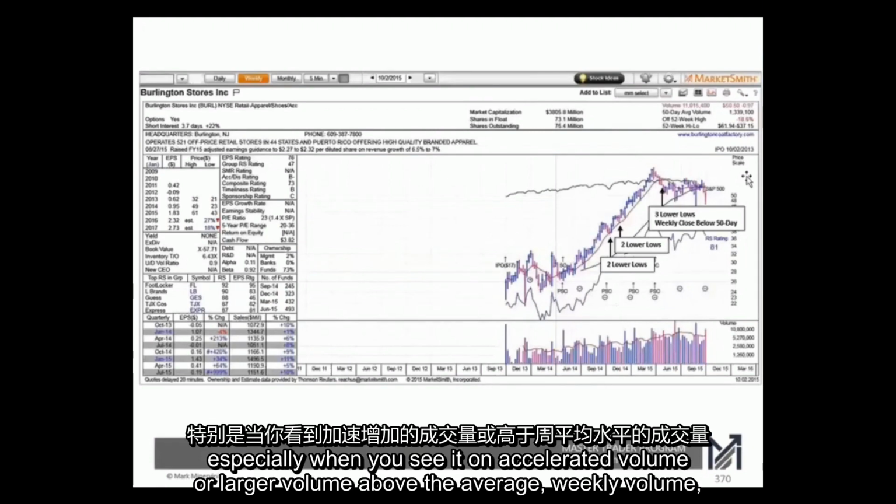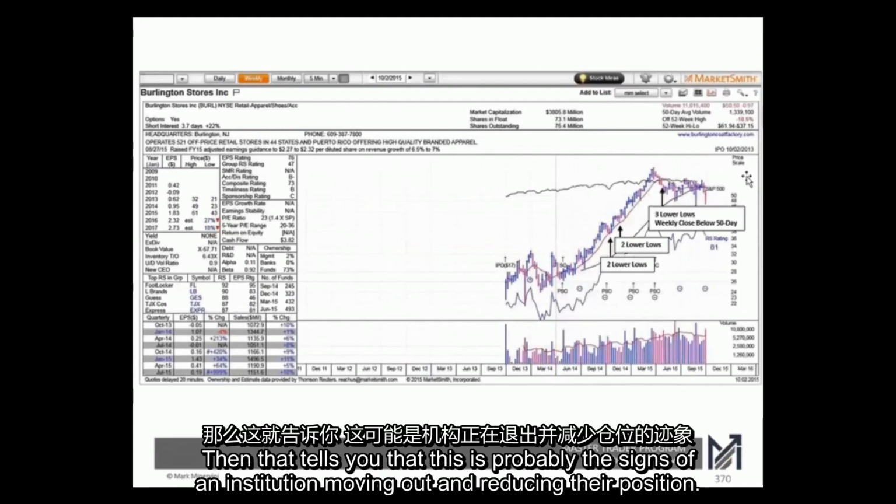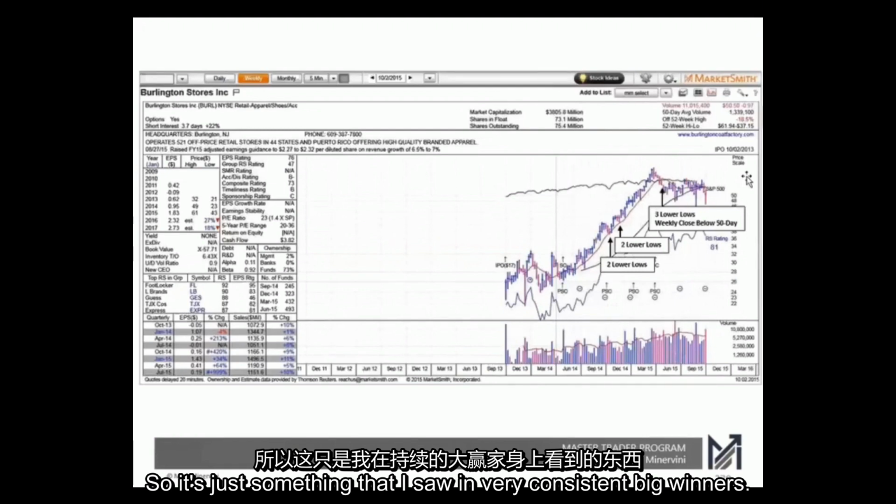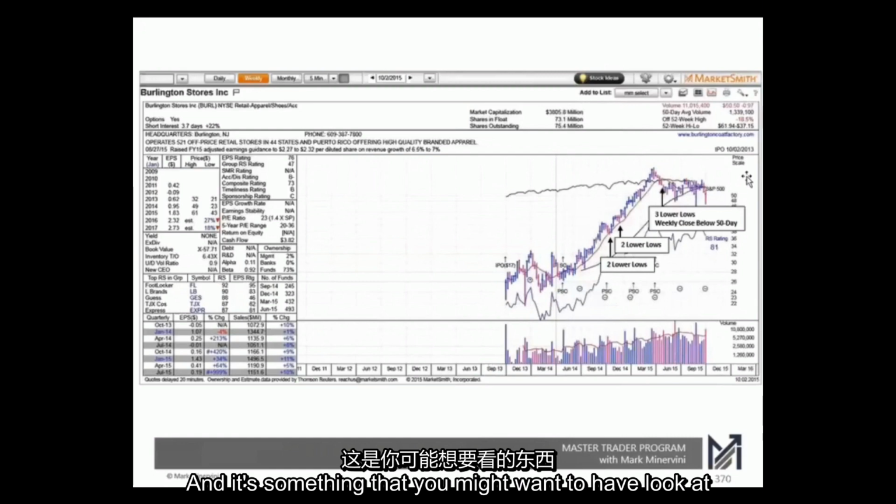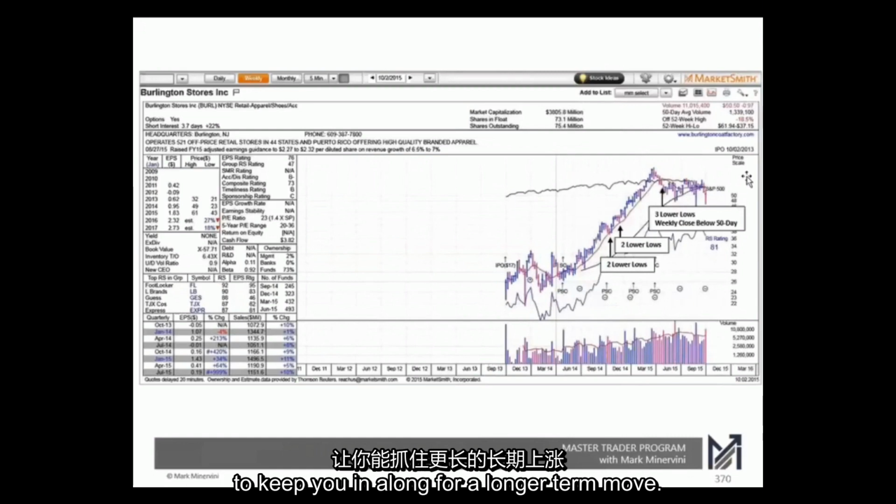And especially when you see it on accelerated volume, or larger volume above the average weekly volume, as you see on this chart, then that tells you that this is probably the sign of an institution moving out and reducing their position. So it's just something that I saw in very consistent big winners, and it's something you might want to look at to keep you in for a longer term move.